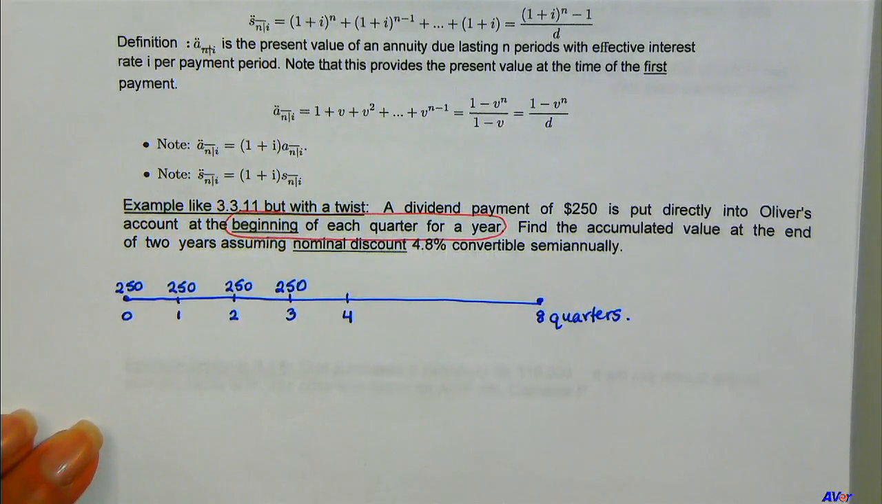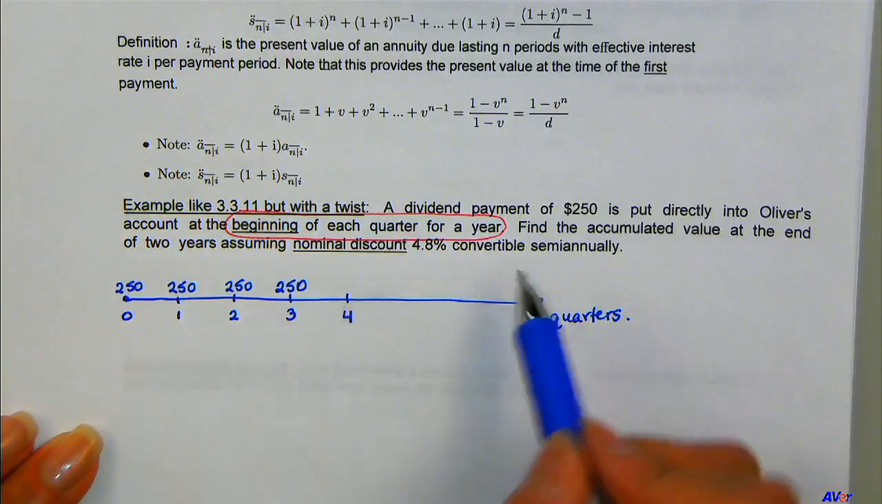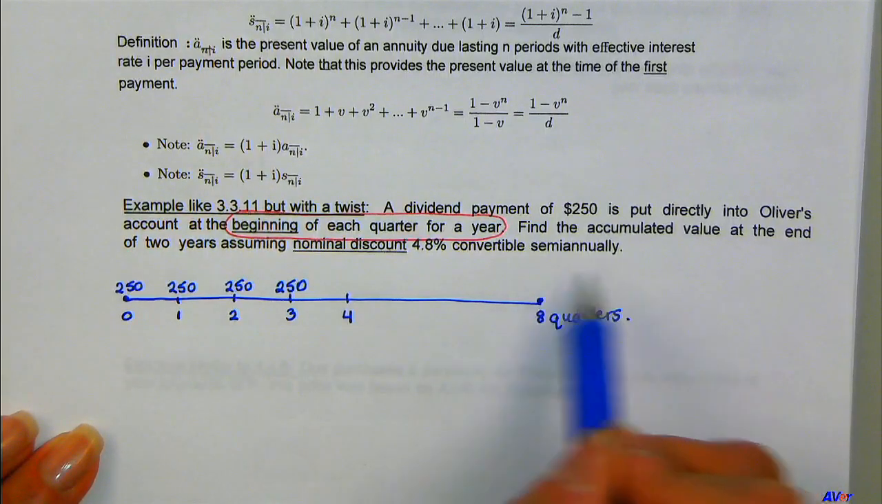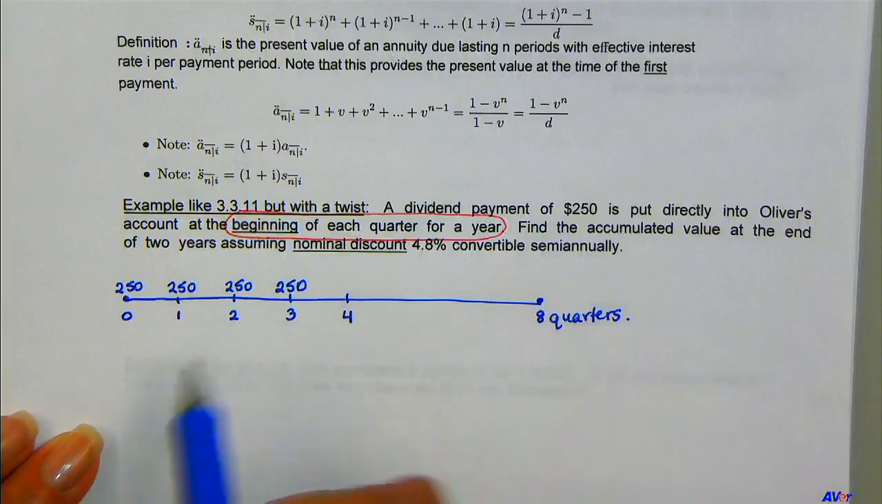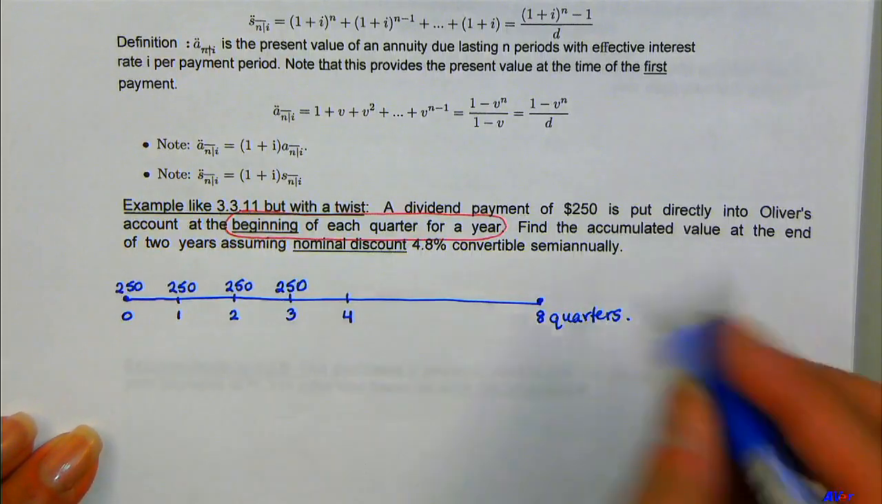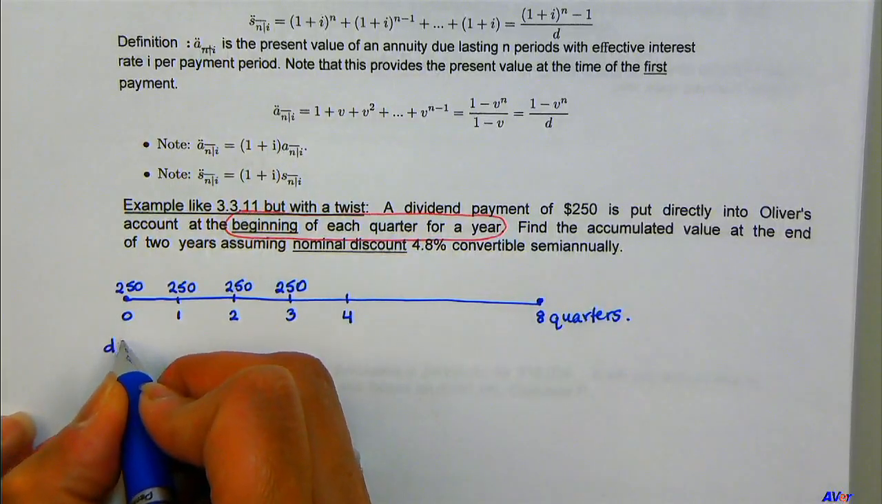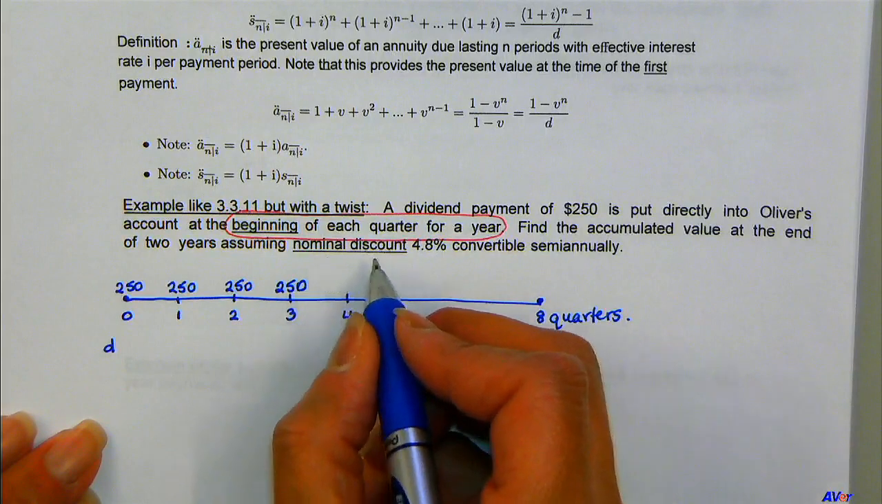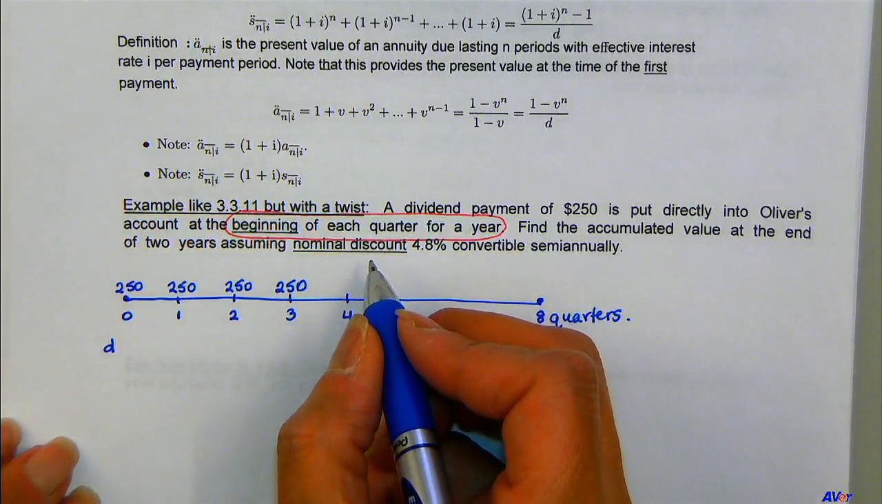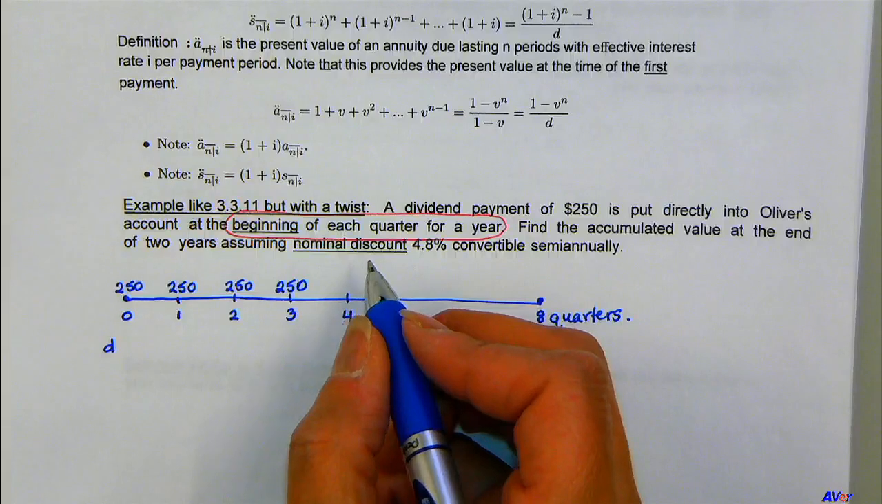Assuming nominal discount 4.8% convertible semi-annually. So it's an uh-oh situation because the interest is talking about 6-month interest and the payments are quarterly, 3 months. So I have to find the quarterly rate, otherwise I cannot continue. So let's start with the rate. D, and it's not only that, but it's a discount rate, not an interest rate. Okay, so there's a lot going on. We have to take it apart slowly.